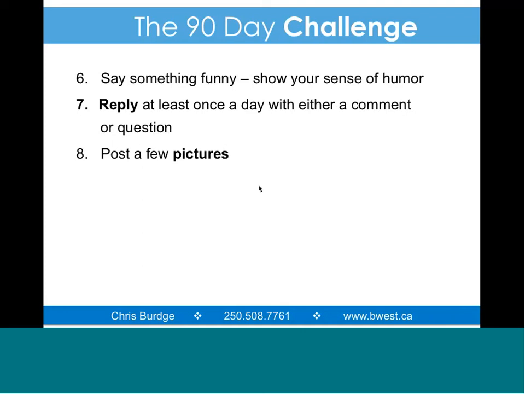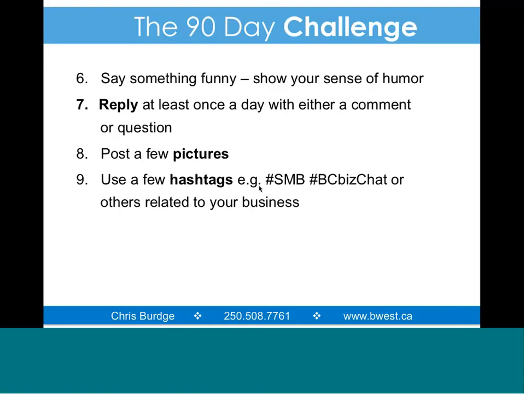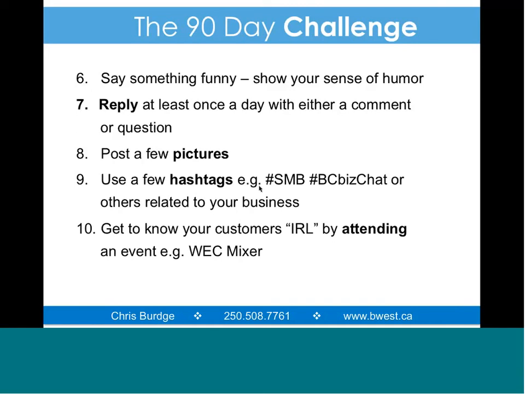Post a few pictures or video if you have the time to create videos, depending on how comfortable you are in front of a camera, but if you have an iPhone or something, you can do that. Use hashtags, like SMBs for small business, BC Biz Chat, or look for hashtags related to your industry and use those. And there are events like Women's Enterprise Center mixers and Chamber of Commerce mixers, all kinds of events going on. So attend events, get business cards, and then after the event, go track those people down on LinkedIn and connect with them. When you do that, let them know they may comment about something to discuss, and just build out those networks. Once you get them on LinkedIn, check and see if they're on Twitter, Instagram, or whatever networks you're on. Follow them and just keep that relationship going.